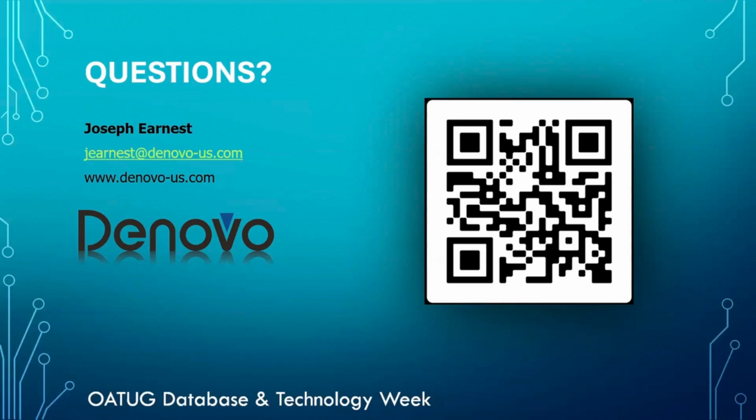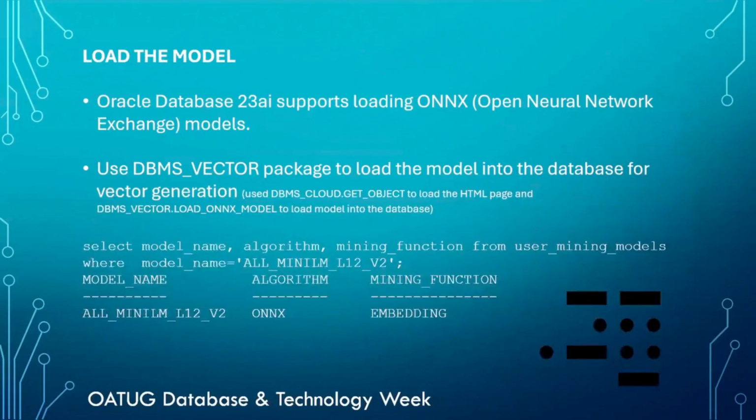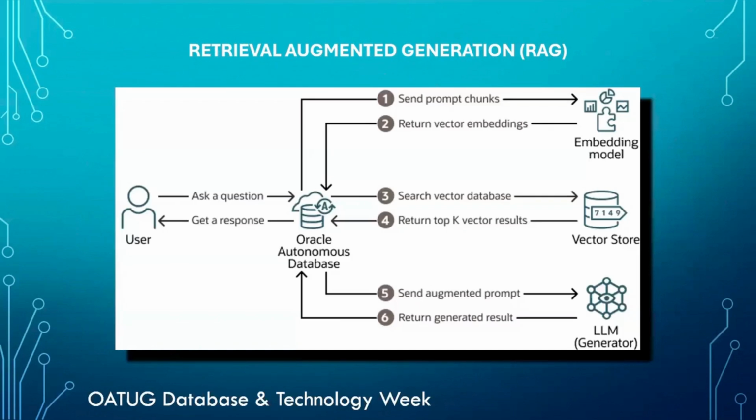Perfect. Thank you, Joseph. Did you get to that question in the Q&A? Yeah. Okay. In the diagram, the vector database resides outside the autonomous database. Is that correct, or is that just an explanation factor? Let me go back to the diagram. I believe you were talking about this one.